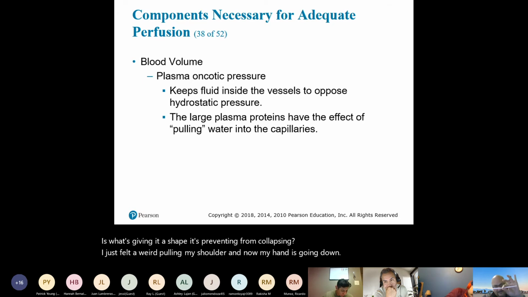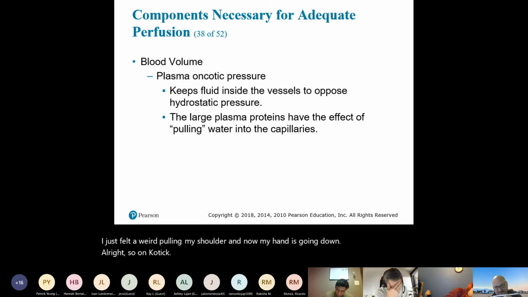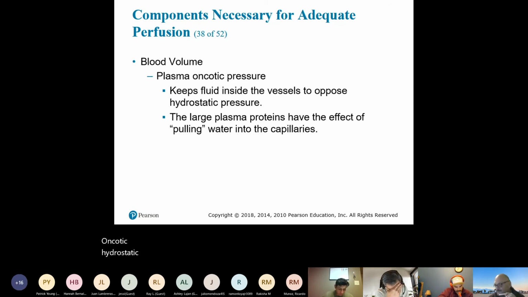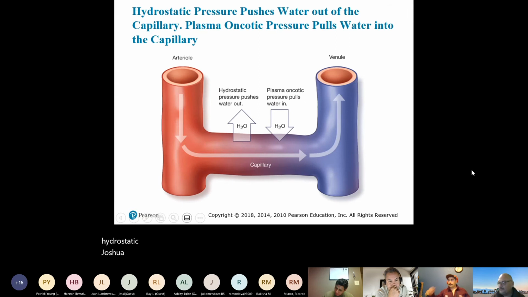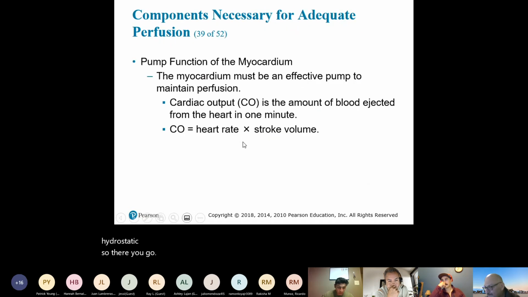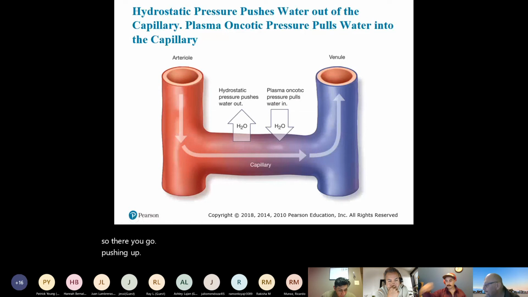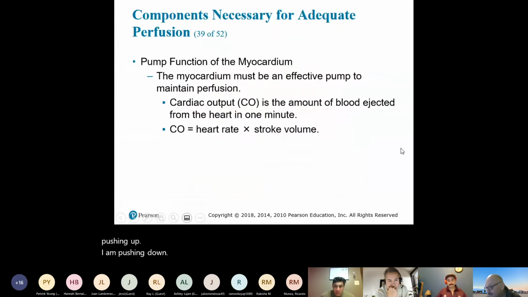All right, so oncotic, hydrostatic. Oncotic, hydrostatic. So there you go. Outside, pushing up is what? Hydrostatic. And pushing down? Oncotic. Just so you understand the concept. There's pressures. Pressure is needed to push blood through. If not, blood's not going anywhere. All right.